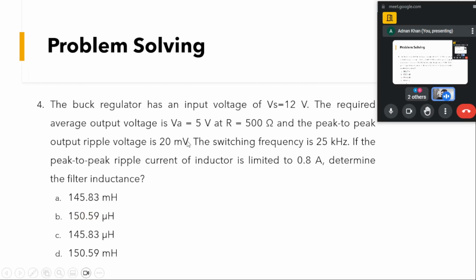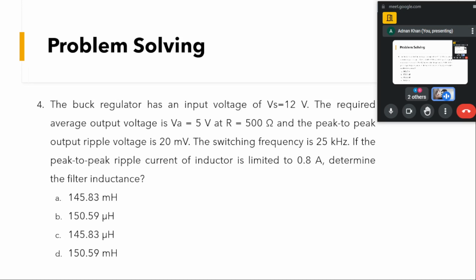Now coming to the fourth question. Here it tells us it is a buck regulator. First I will read the question and help you understand. A buck regulator has an input voltage of Vs equal to 12 volts. The required average output voltage is 5 volts, the load resistance is 500 ohm, and the peak to peak output ripple voltage is 20 millivolts.